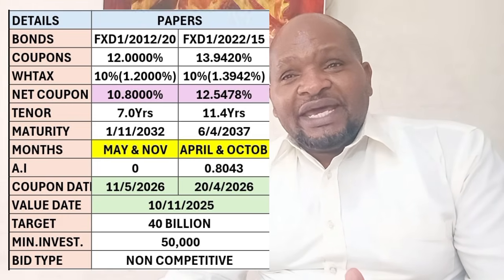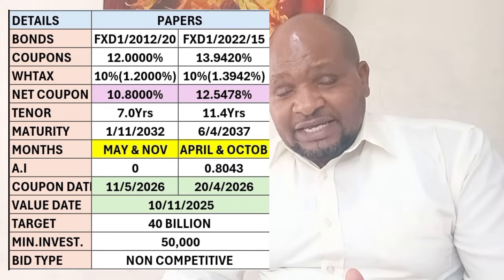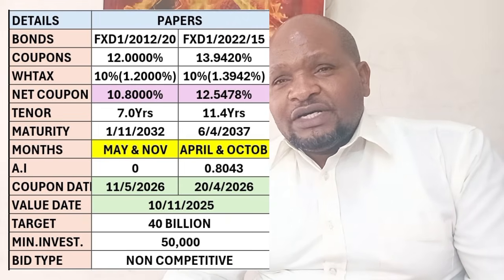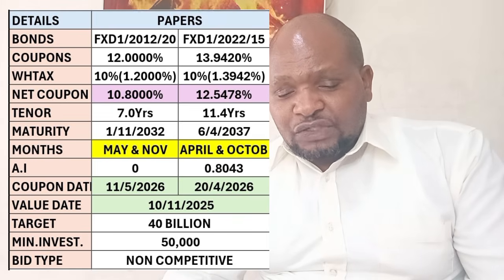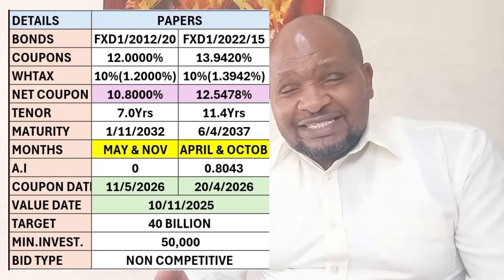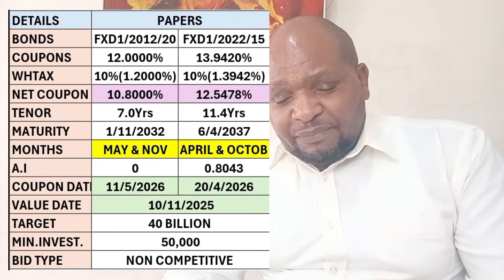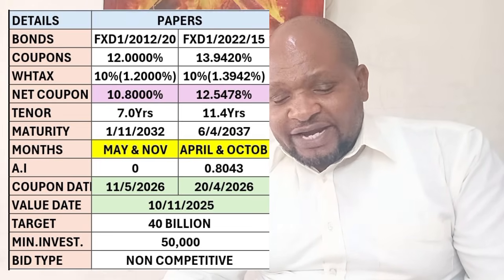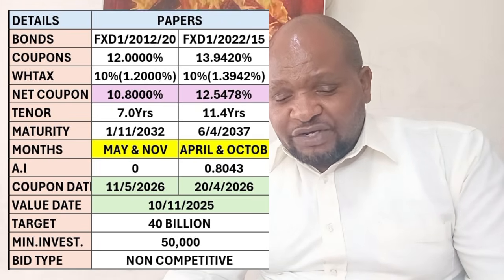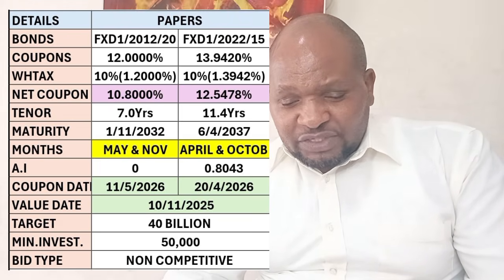The 10-year or the remaining horizon for these two papers into which new investors will be investing, it is 7 years for the shorter paper and 11.4 years for the longer paper, that is FXD1 2022-15. And therefore, FXD1 2012-20 is giving us an opportunity for a medium-term investment plan, while the longer paper of 11.4 years of horizon, that is a long-term investment opportunity for those who consider the 12.5478% to be a return acceptable within their personal investment policy statements.